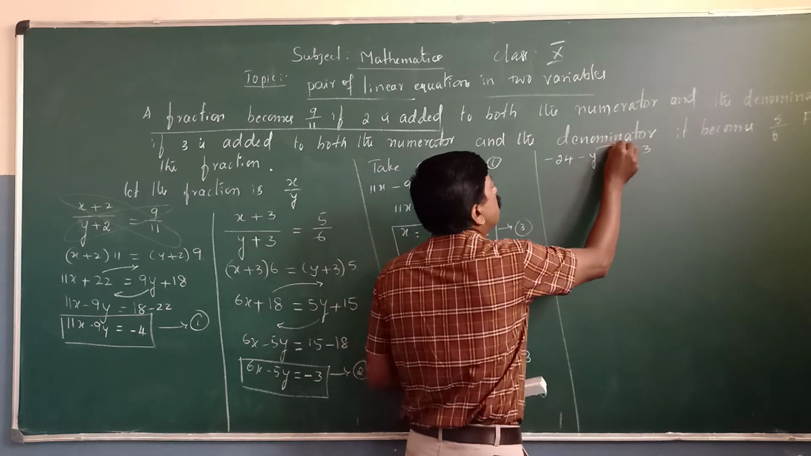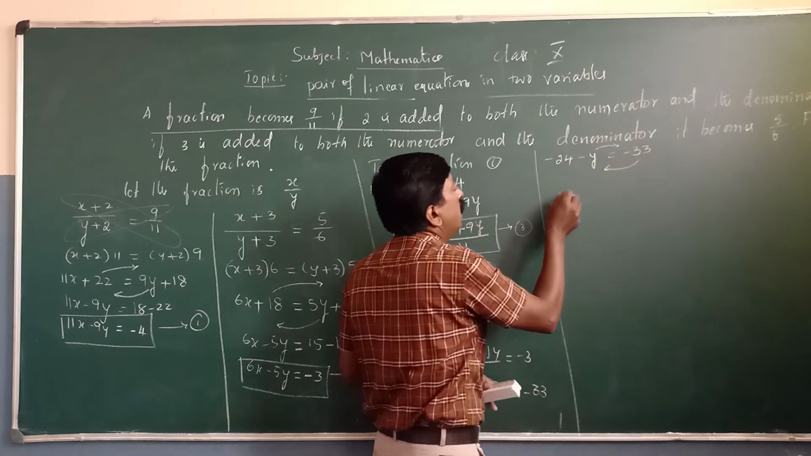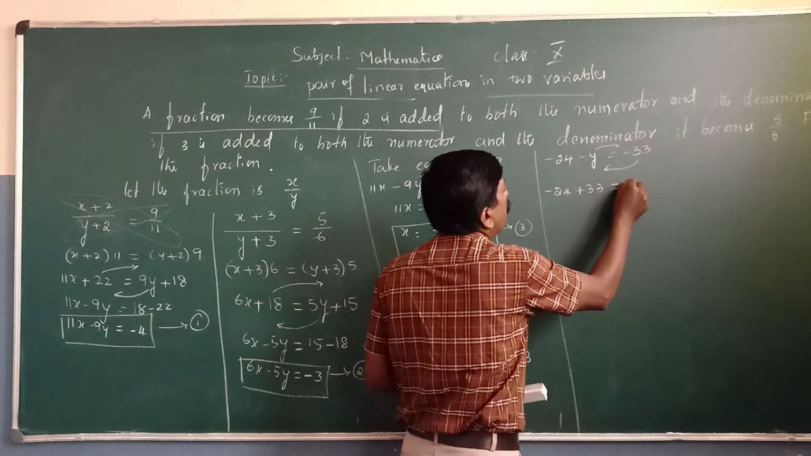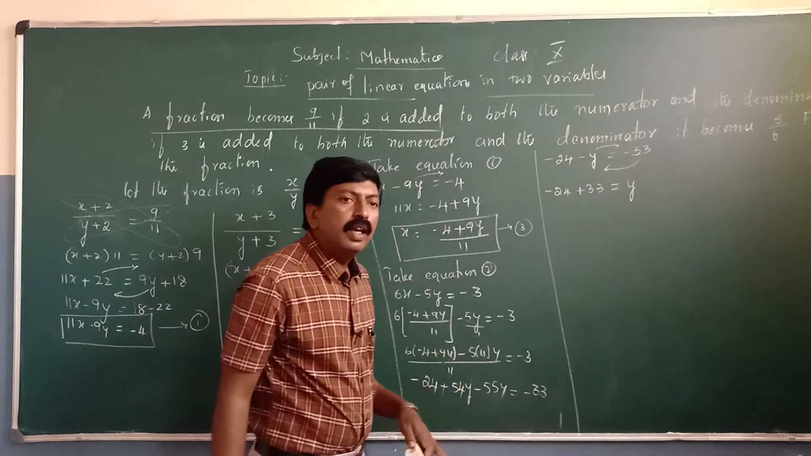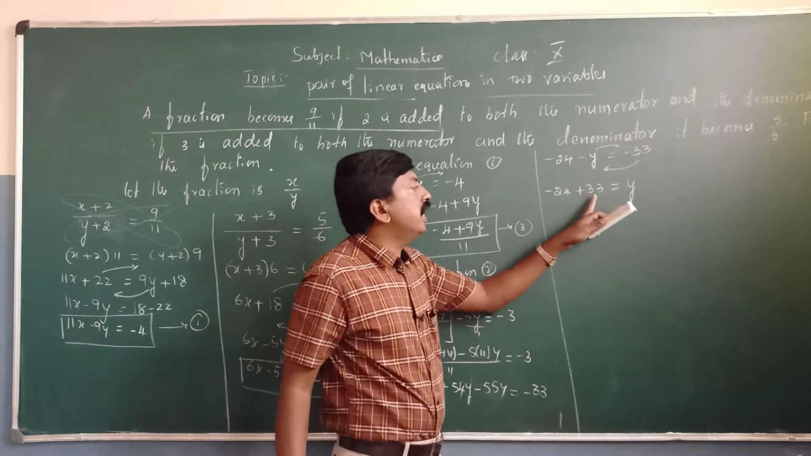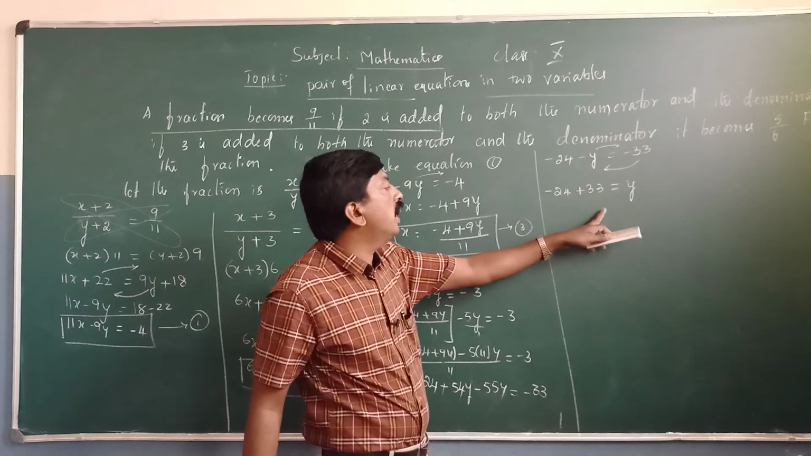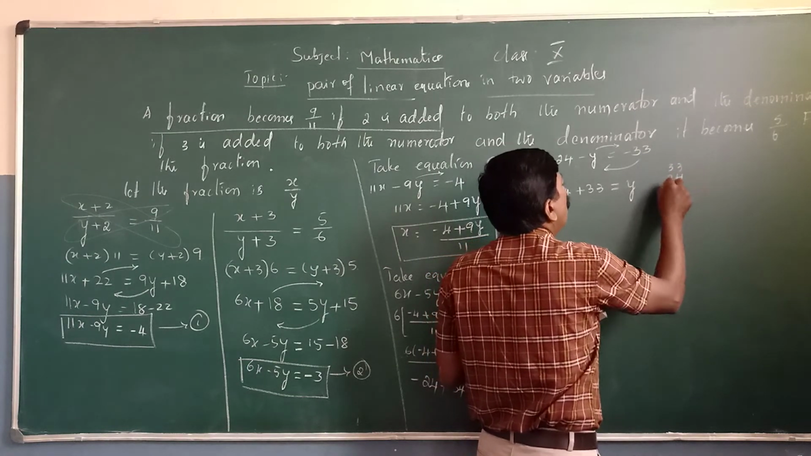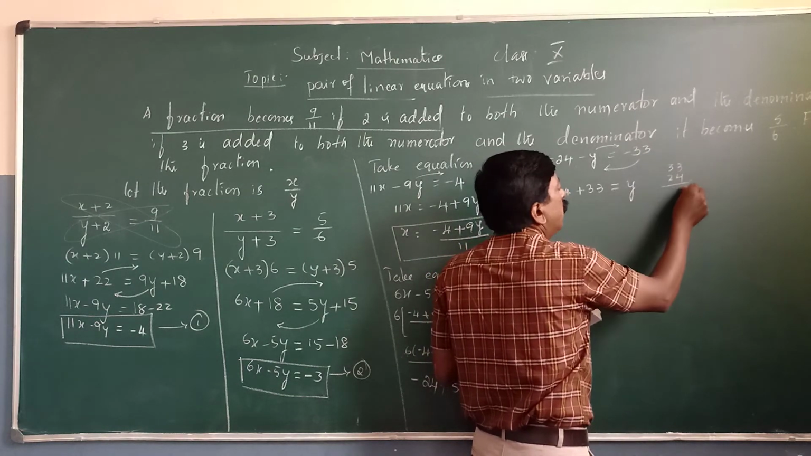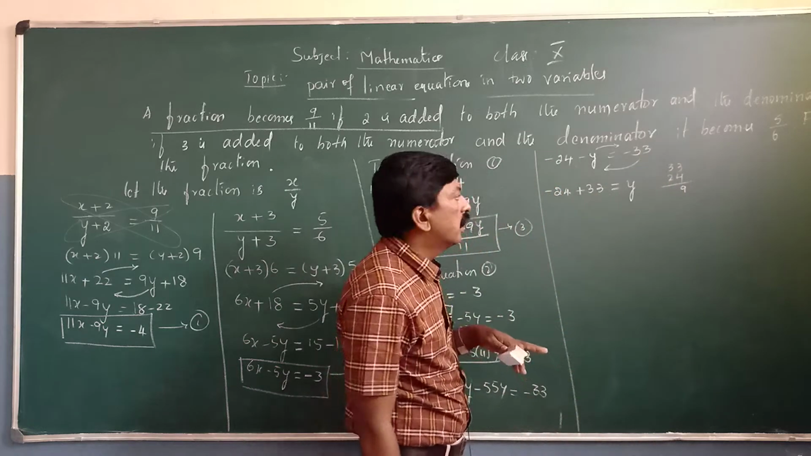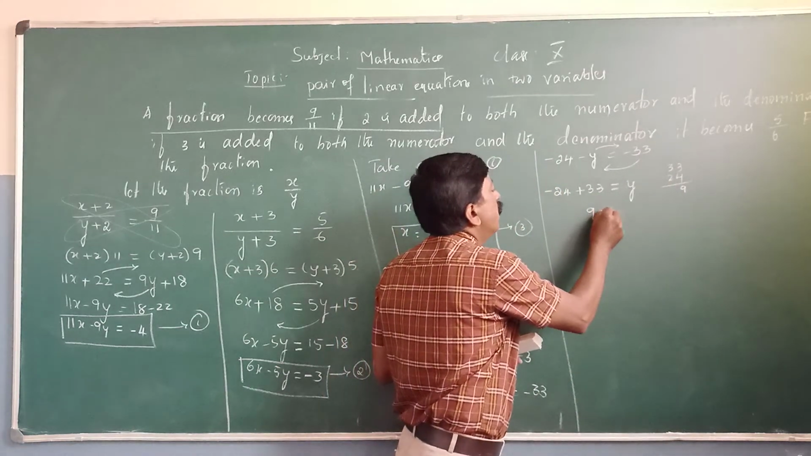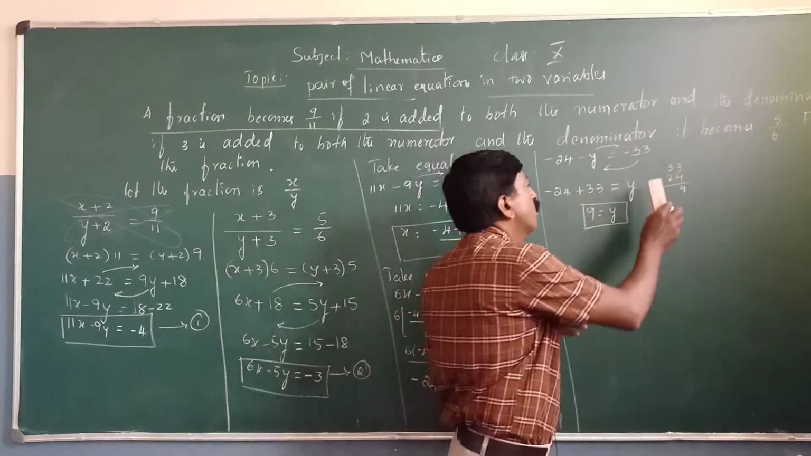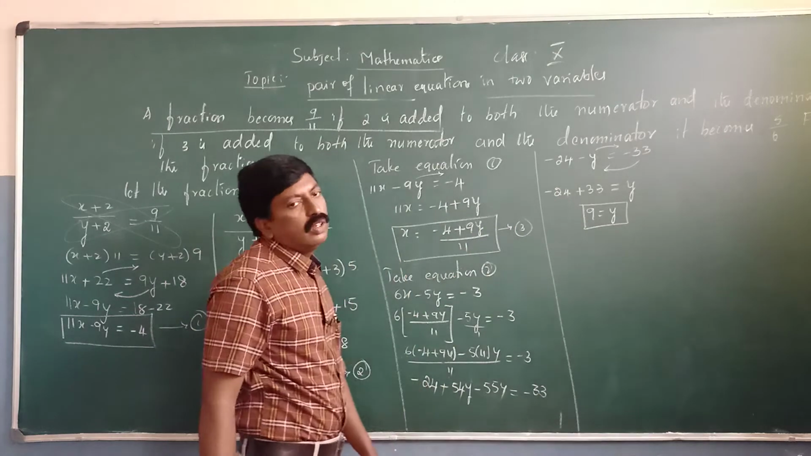Now minus y shift to RHS, 33 shift to LHS. Minus 24 plus 33 will become y. Now difference of these two again. What is the value of y? So remember 33, you can subtract 24, take borrow 10, 13, 13 minus 4 is 9. Therefore 9 is equal to y. So we got y value 9.